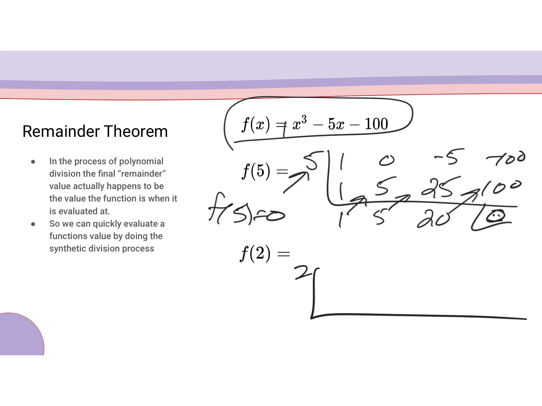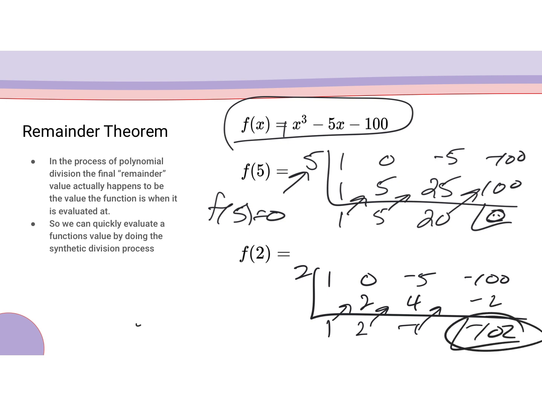And one more example with 2. So 1, 0, -5, -100. Bring down the 1, and just keep going. So the value of this cubic function at 2 is -102.